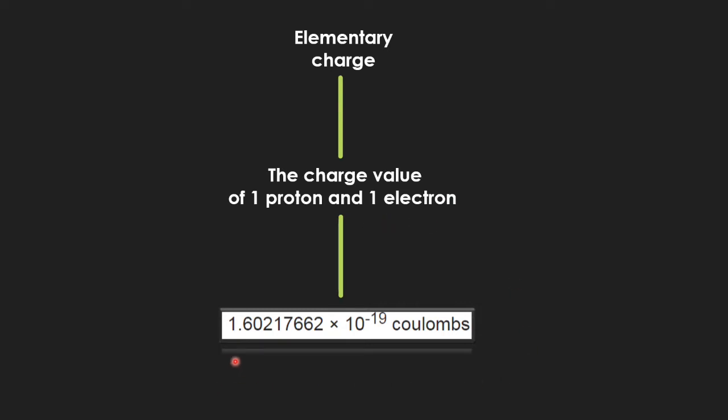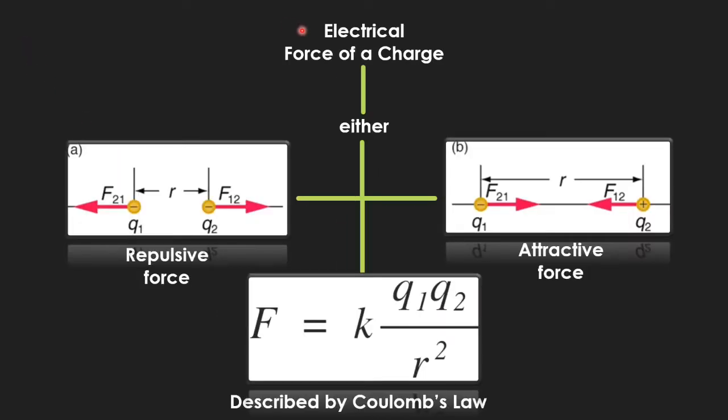The charge of one electron is negative 1.60217662 times 10 raised to the power of negative 19 coulombs. But the charge of one proton is positive 1.60217662 times 10 to the minus 19 coulombs. So when we speak of elementary charge, these are the basic charge values for one proton and one electron. As mentioned earlier, charges will produce an electrical force.